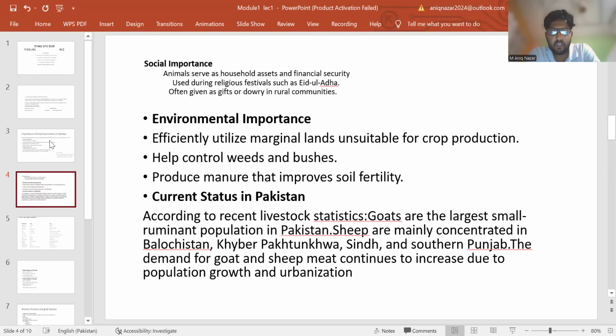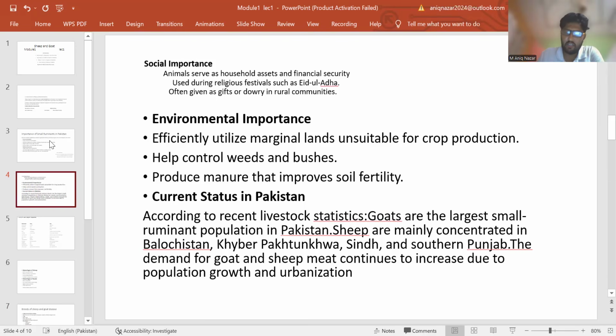The third point is the current status in Pakistan. If we see the recent livestock statistics, goats are the largest ruminant population in Pakistan, and sheep are also present in Balochistan, KPK, Sindh, and southern Punjab on a larger scale. The demand for sheep and goat meat continues, and Pakistan is increasing its GDP by selling sheep and goats to other countries too.